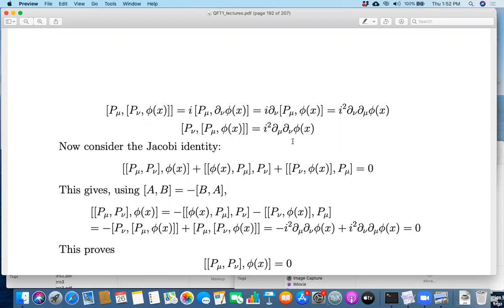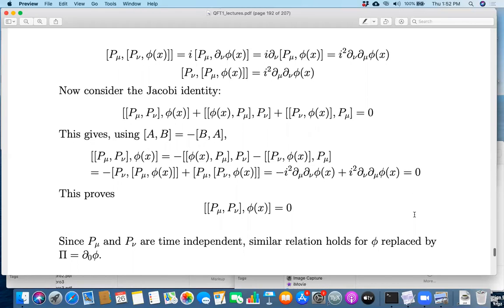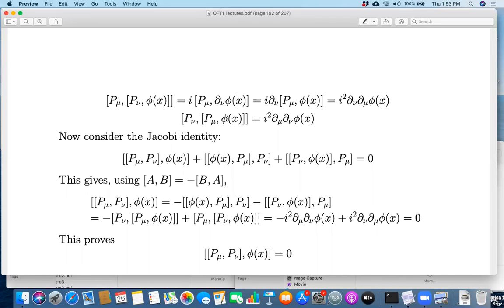And now we see that we can apply these relations that we had derived earlier. So p mu phi is i squared times that double derivative of phi. That's what I've written here. And this one is i squared times again double derivative of phi. But as I have already said, because these partial derivatives commute, these two are the same. So this is just identically 0. So this proves that the commutator of p nu with phi is 0. Are there questions up to this point?